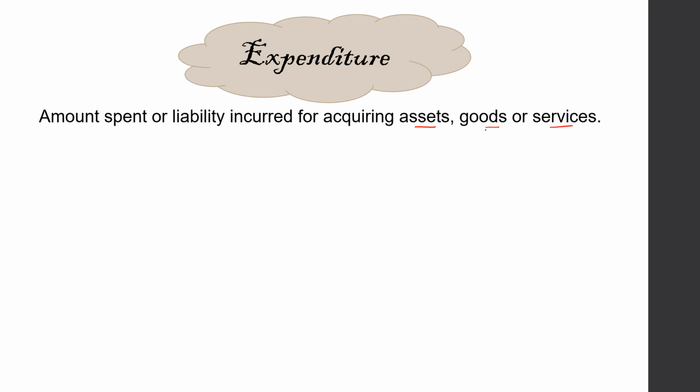Or when you're trying to acquire some goods. Goods means those items which you deal with, which helps you in generating revenue. Or you are availing some services and you're paying for it, or you've incurred a liability that you have to pay for it. So those type of amounts which is spent or liability incurred, we call it as expenditure.